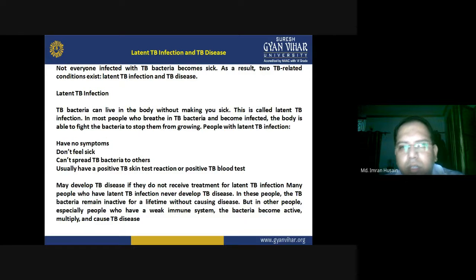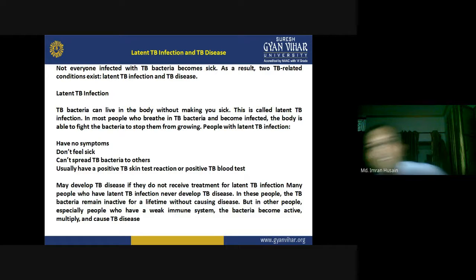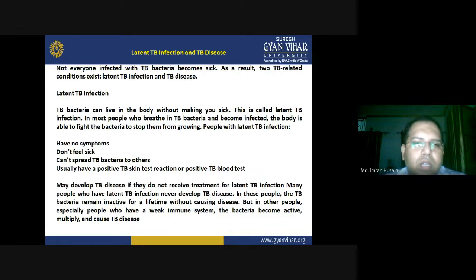Latent TB infection and TB disease. Not everyone infected with TB bacteria becomes sick. As a result, two TB-related conditions exist: latent TB infection and TB disease. TB bacteria can live in the body without making you sick. That is called latent TB infection.